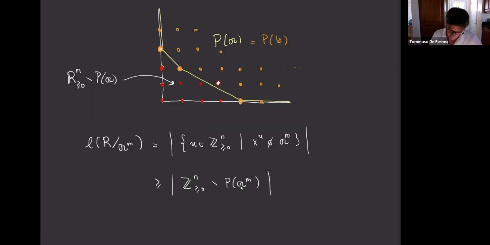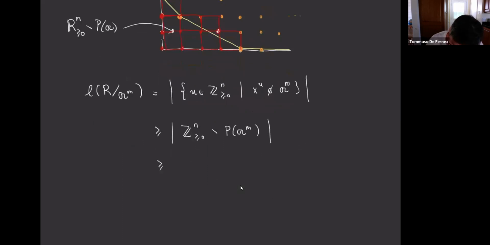Okay. But now by just looking at this picture here, every time I have a point, I can build a little cube over it for every point. So I can cover the region by these little cubes. And there's also one here. So I cover the whole region. So what I see from there is that this is at least equal to the volume of this region, R^n greater than 0 minus the Newton polygon.